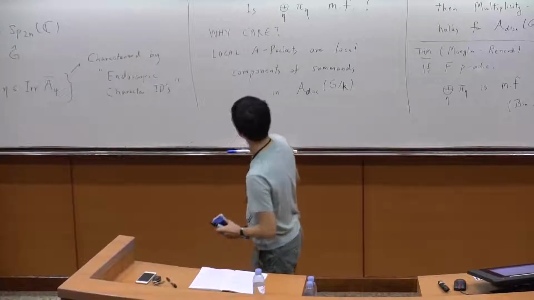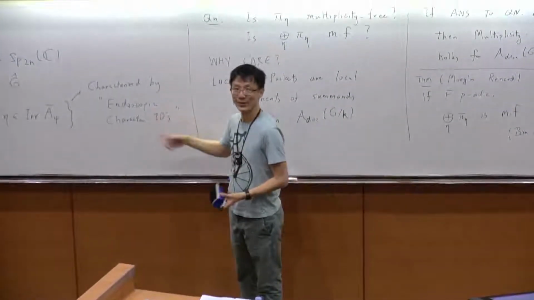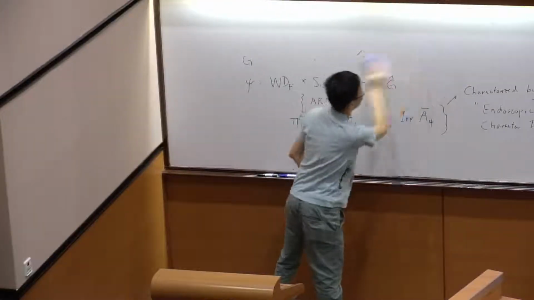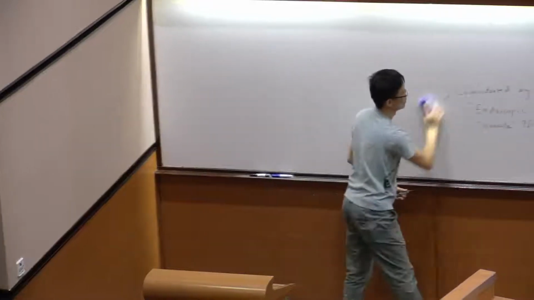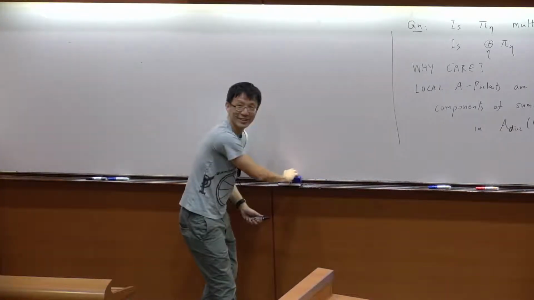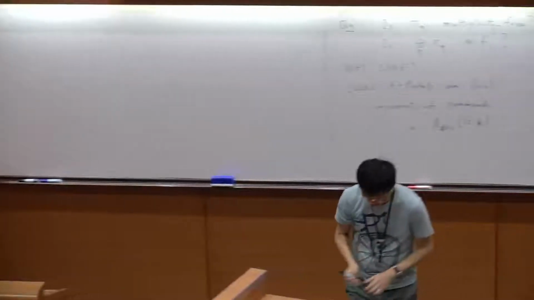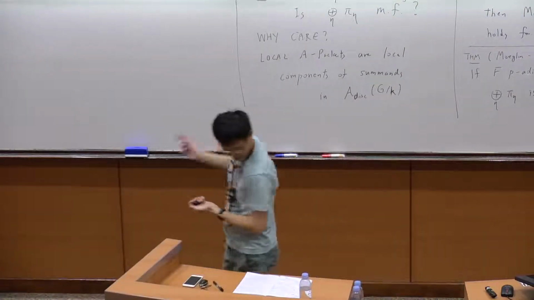Okay, so I want to explain roughly what these are, just because otherwise you can only carry a black box around for some time, and it becomes a bit hard to appreciate certain statements without at least some idea what these endoscopic character identities are. Okay. All right, so again, I'm in the Archimedean case.